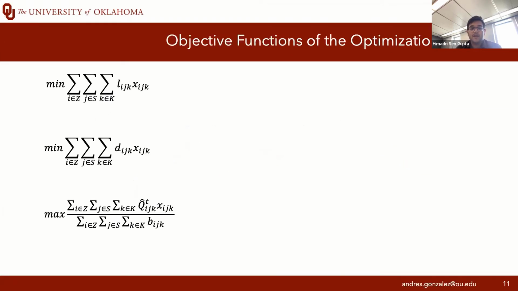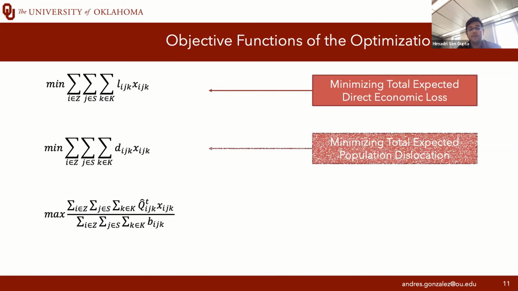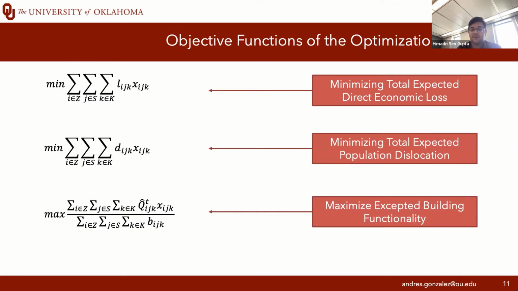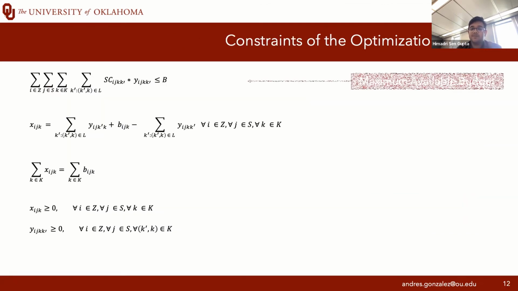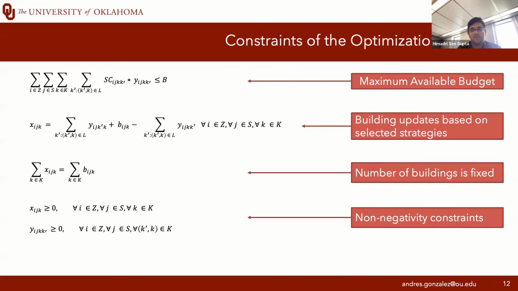And in my optimization model, I'm working with 3 different objective functions, as I mentioned: minimizing total expected direct economic loss, minimizing total expected population dislocation, and maximizing the building functionality. And I'm considering several constraints of this model. We're working with budget level and also ensuring the number of buildings before and after retrofit. And I'm also considering the nature of my decision variable.